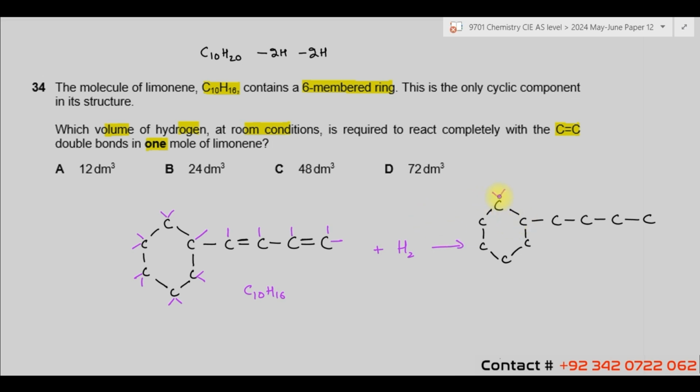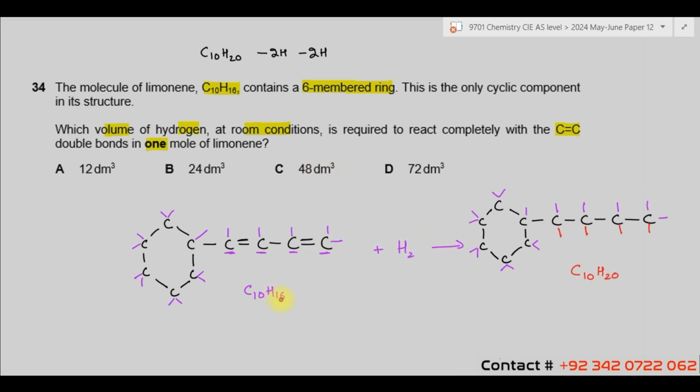Alright, so same hydrogen atoms as before. Now hydrogen atoms attach themselves to the double bonded carbons, so there will be 4 more hydrogen atoms: 1, 2, 3, 4. The formula should be C10H20. Alright, let's balance the equation.